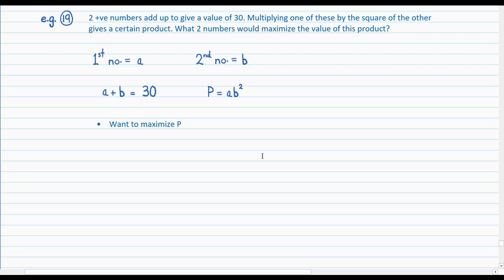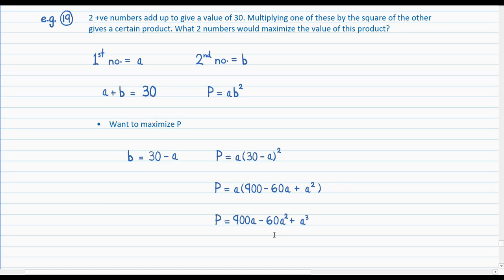Cool. The first step is to represent P as a function of just a single variable. I'll choose A as the variable, therefore I need to represent B in terms of A, which can be done by making B the subject of this equation, giving B equals 30 minus A. Then sub it back into the P equation, and expanding this, when you multiply out the terms in the brackets by A, you get P equals 900A minus 60A squared plus A cubed. So now we have an equation with P as a function of A.